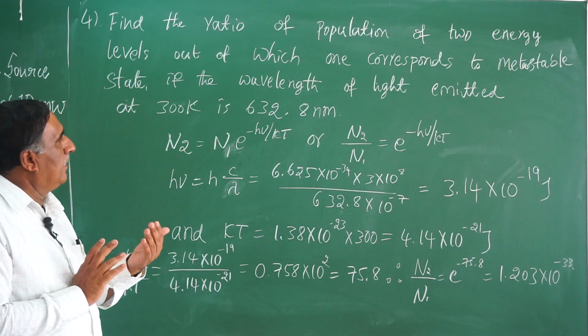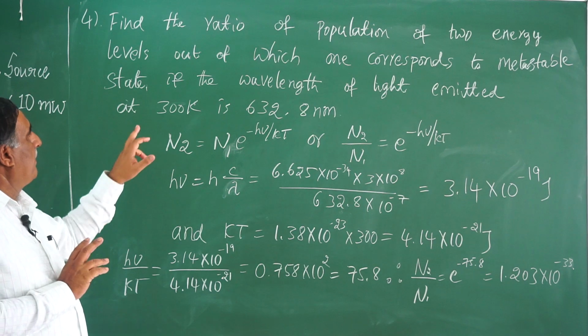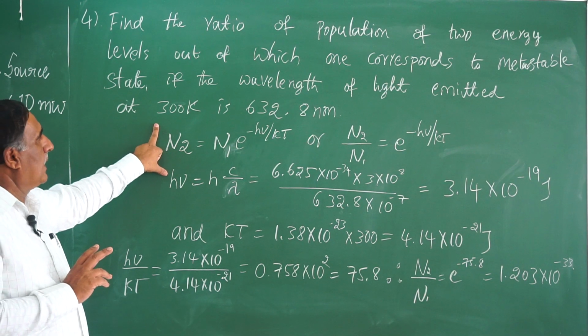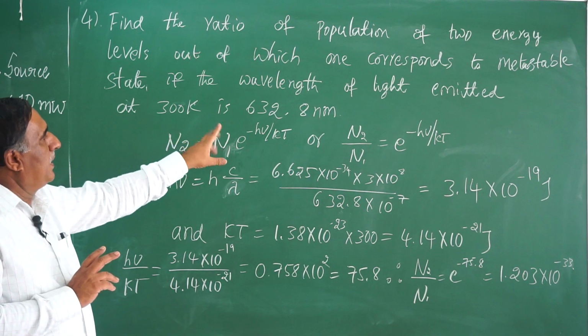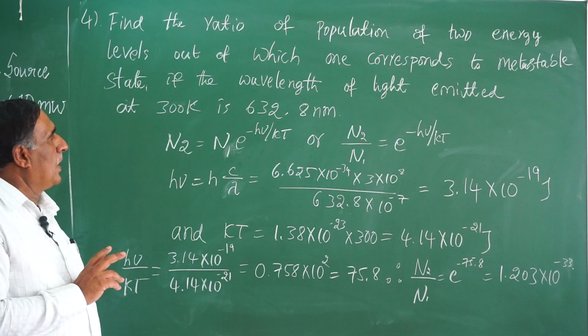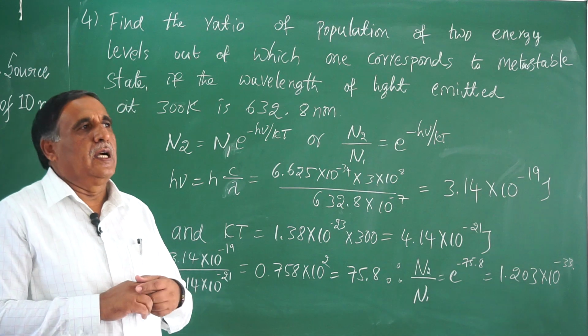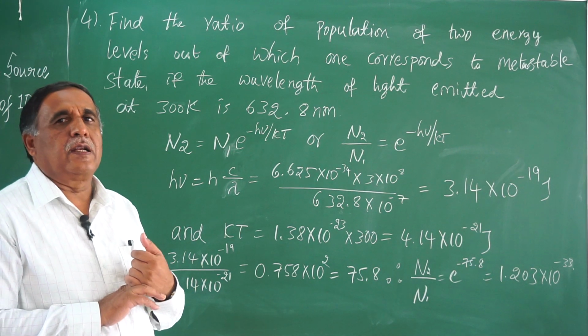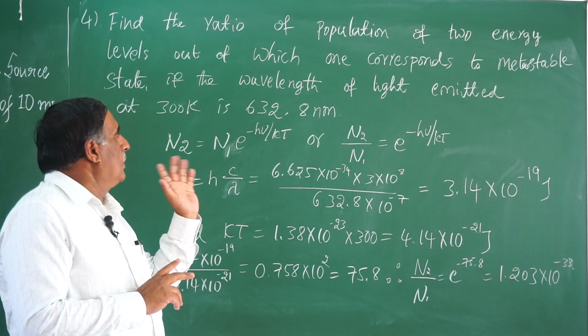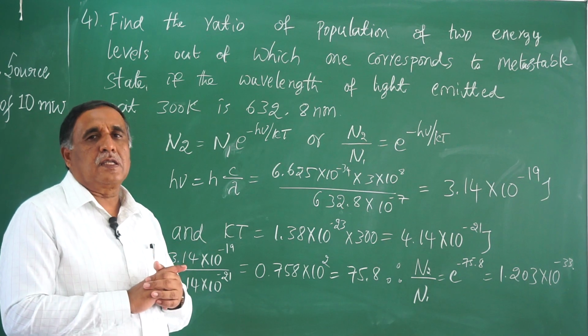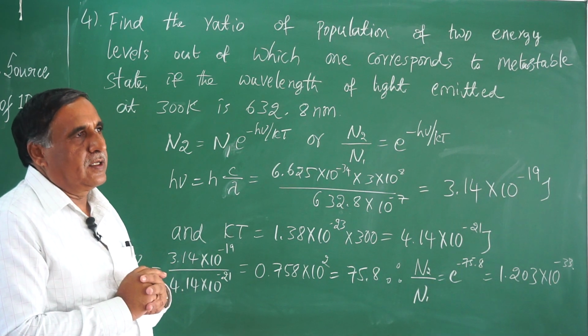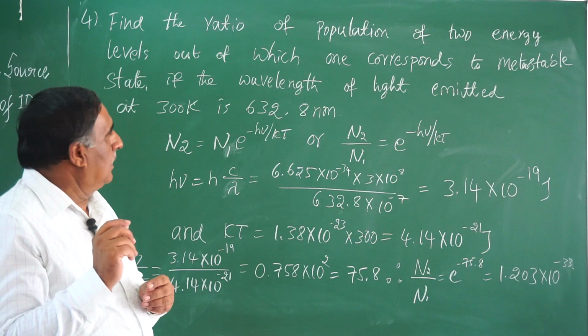Again, now it is a slightly different problem. I told you here the temperature is given as 300 Kelvin and the wavelength is given as 632.8 nanometer. Again, that has to be converted into meters, and nanometer means 10 raised to minus 9. So the wavelength value will be 632.8 into 10 raised to minus 9 meter.